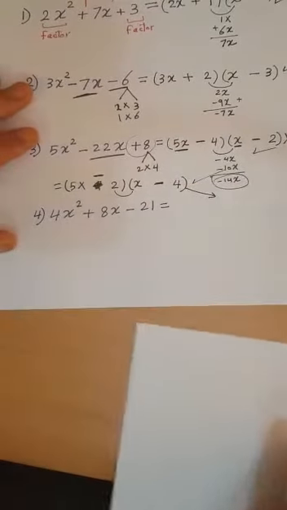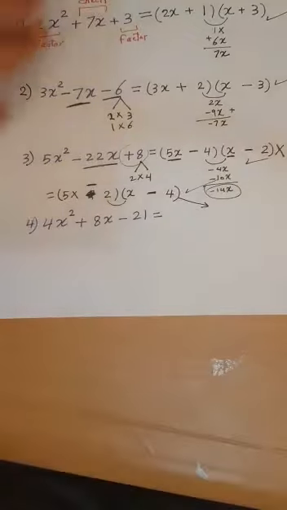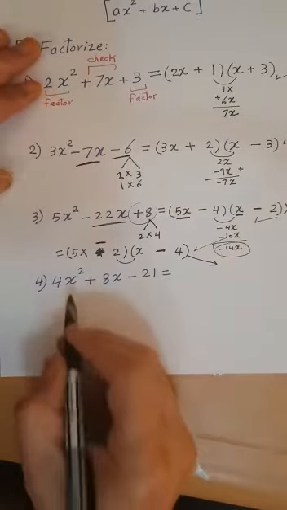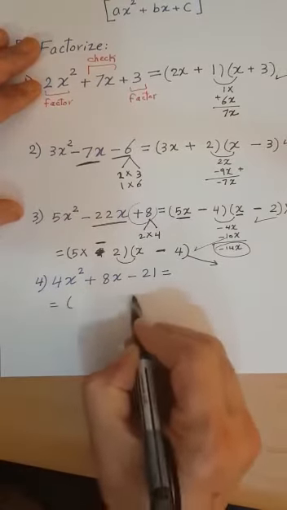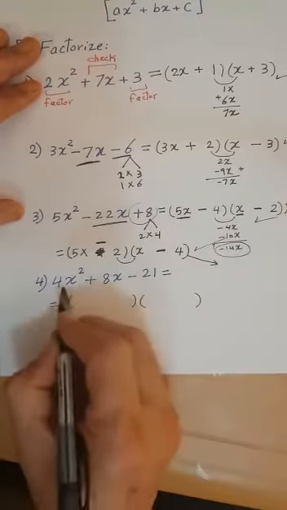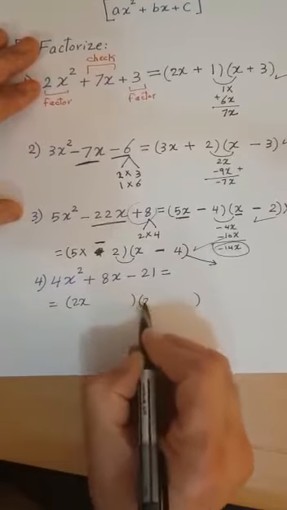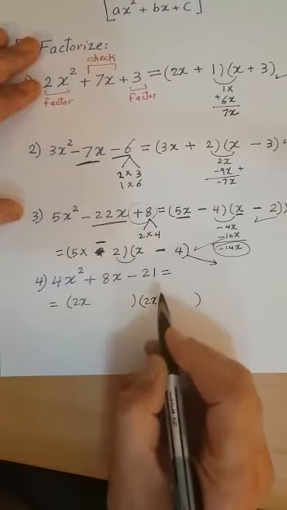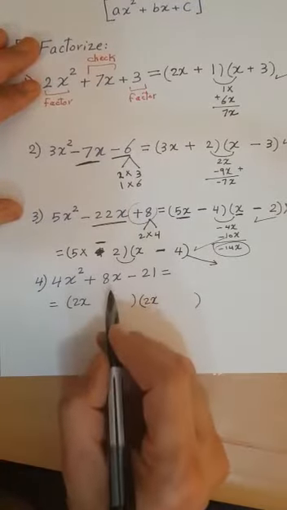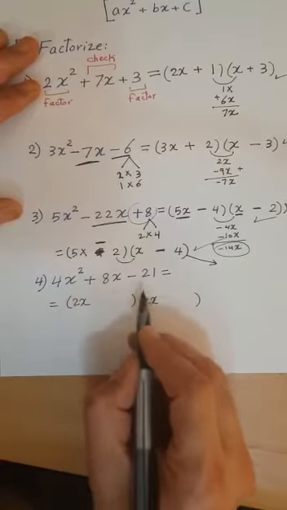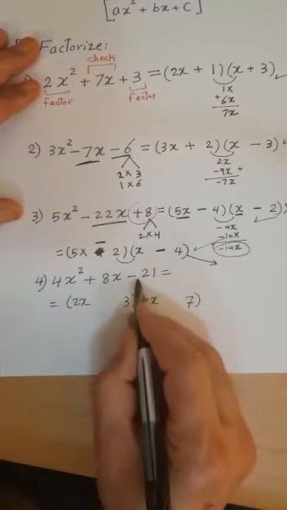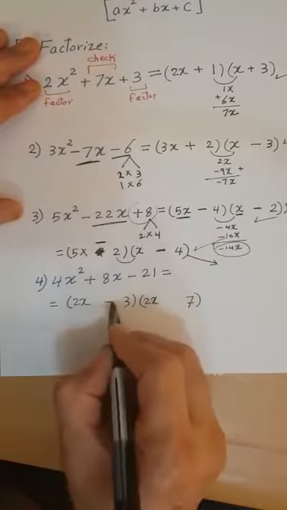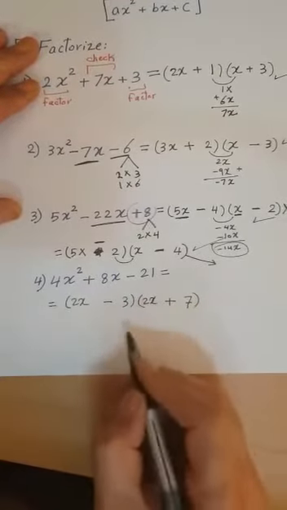The last question now, this one here. 4x squared plus 8x minus 21 is equal to double bracket. 4x squared is 2x times 2x. You can write it 4x times x, doesn't matter. Just the middle term will tell you your answer is correct or incorrect. 21, of course, is 3 times 7. 21 is negative. Make one negative, one positive, and try.